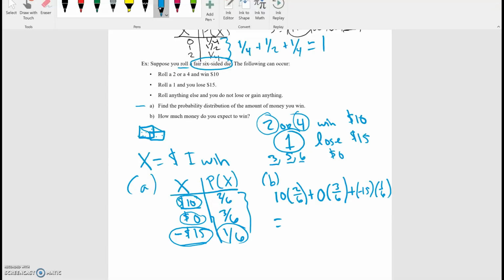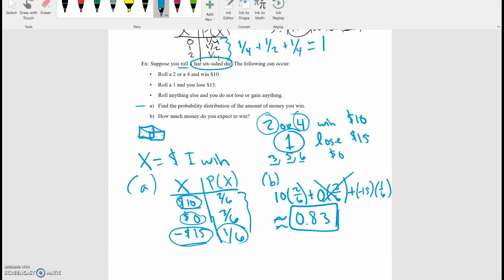So I'm going to go to my calculator. I know that this is going to be a big fat 0, right? Because that's just going to go away. And I'm going to take 10, multiply it by 2 over 6. And I'm going to add it to negative 15 times the probability of that occurring, which is 1 out of 6. And what I'm going to get is about 83 cents. That is how much I expect to win in this particular game.